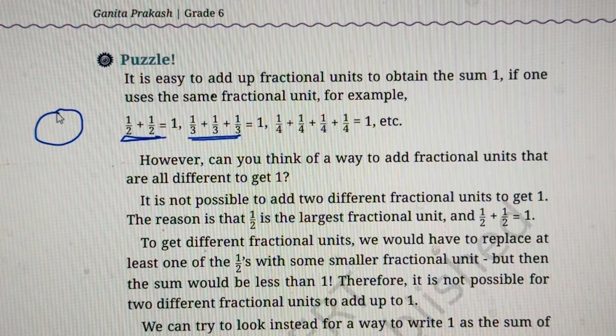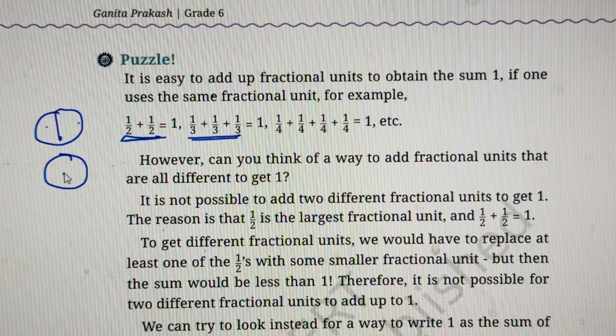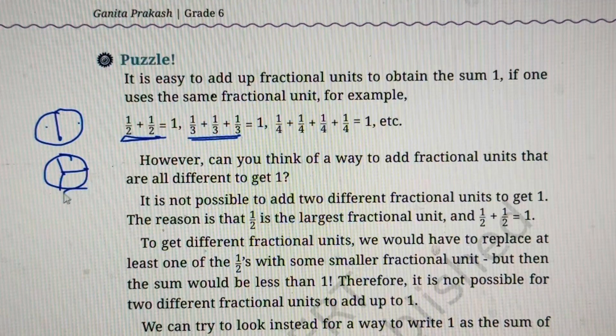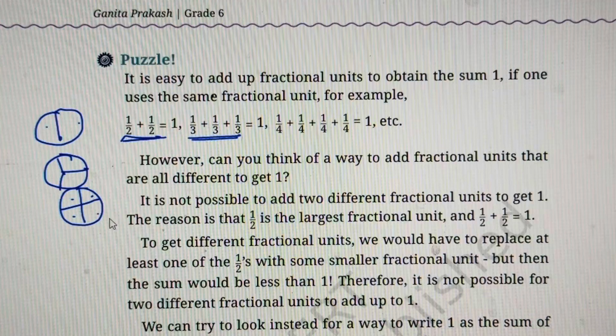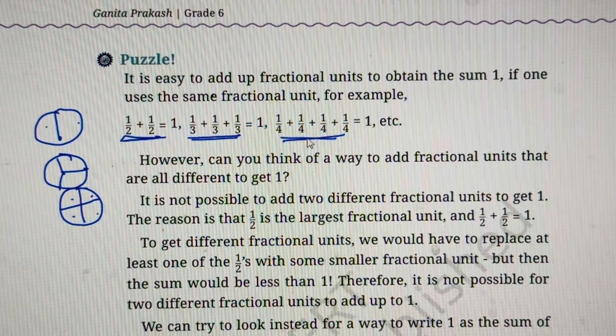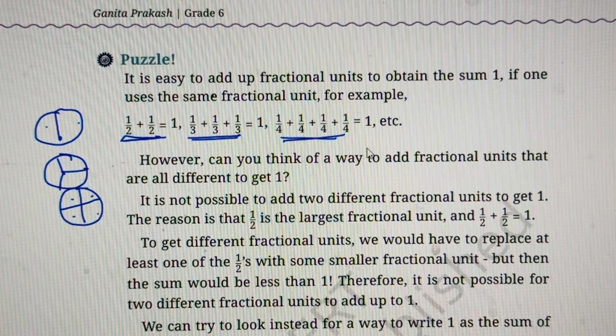You can even understand it by diagram. Half plus half makes 1. Like if there are 3 parts, then 3 1/3s will make 1 whole. Then 4 1/4s will make 1 whole, right? So you can visualize and even write it: 4 times 1/4 will give you 1, right?